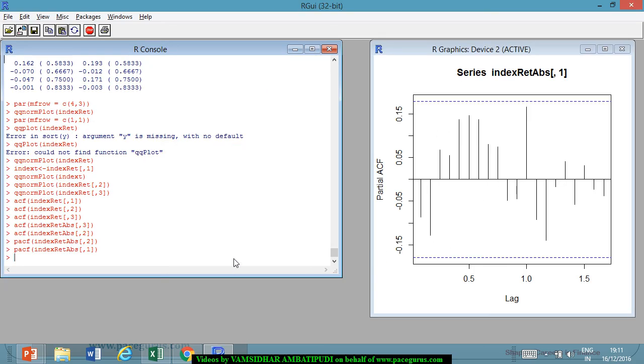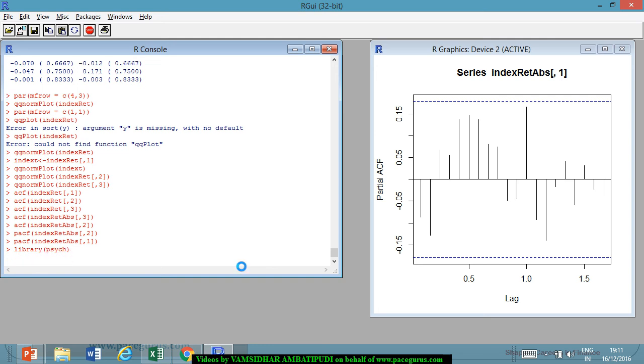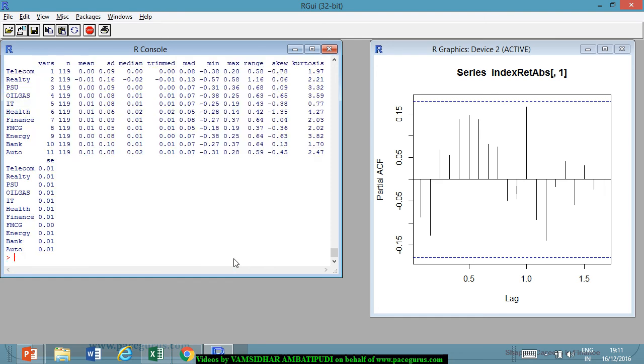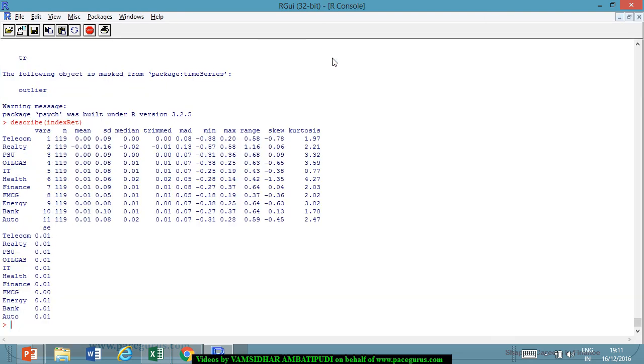But at the same time, I can also check for normality using the psych package, where I can use the describe function. Let me look at the describe function for the index returns, which can show me the skewness and the kurtosis levels. Obviously, it looks like the kurtosis is much higher for all the sectors except for IT, which is around 0.77. But otherwise, they are all more than 1, indicating leptokurtic again.